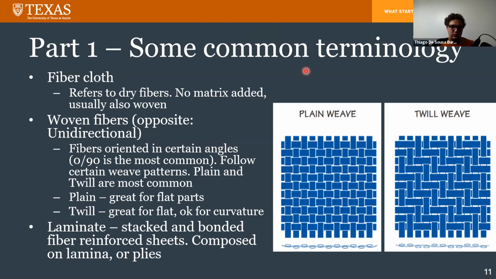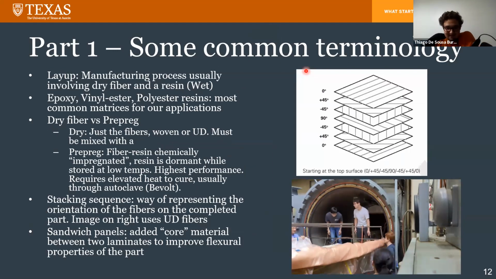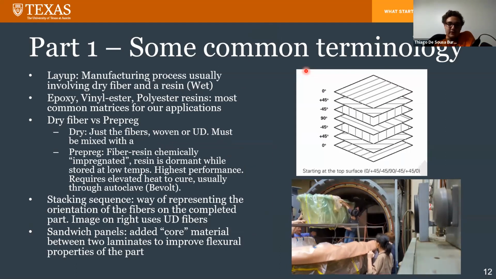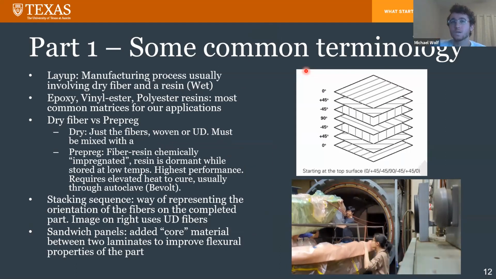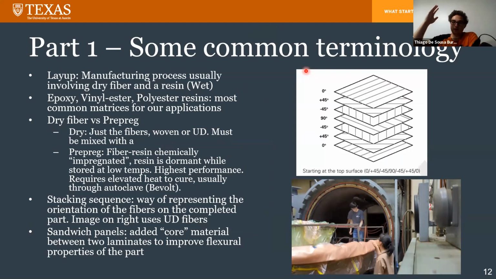So it's actually a nice video of us putting bevel into an autoclave where it still sits today. Look, it's Matthew and Michael right there. Right, so layup is the manufacturing process that usually involves dry fiber and a resin. In this case, it would be called a wet layup, where essentially the concept is we're going to place the woven cloth, so the woven fibers, onto a part, onto a mold, and then we're going to put resin on that. And then we're going to keep doing that with all the plies that we have until we form that laminate.